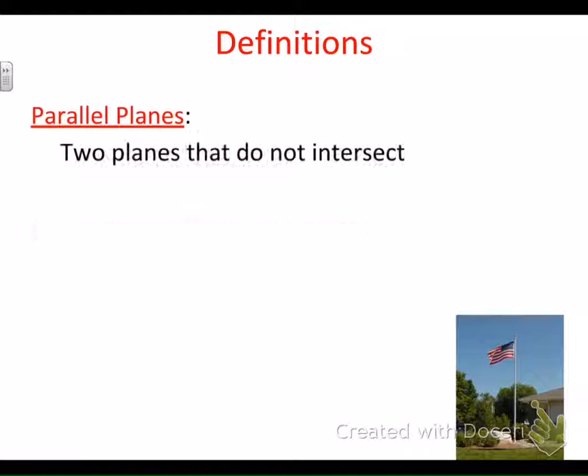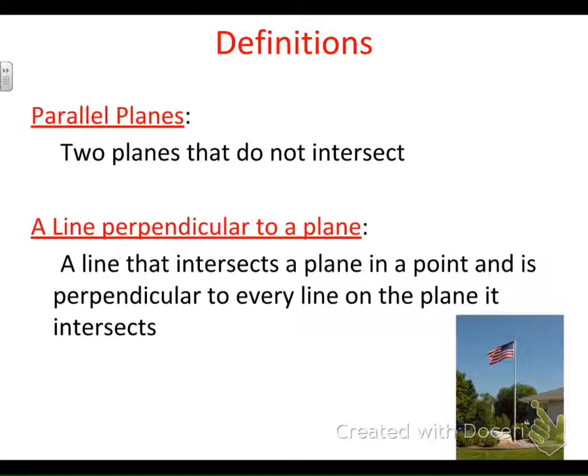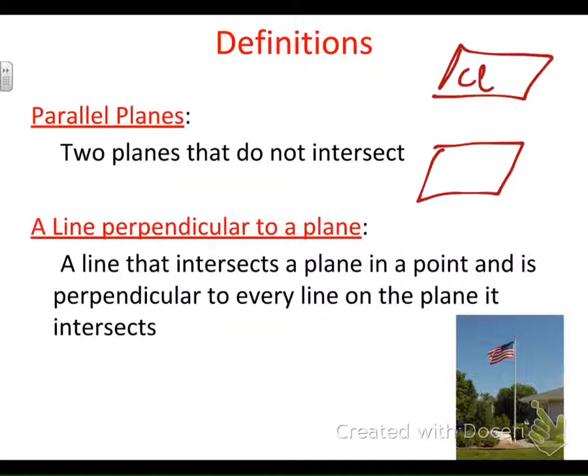Alright, 2 more definitions. Parallel planes. 2 planes that do not intersect. An example would be like the ceiling and the floor. We could call this the ceiling and the floor. They're never going to intersect unless the house is built really poorly.